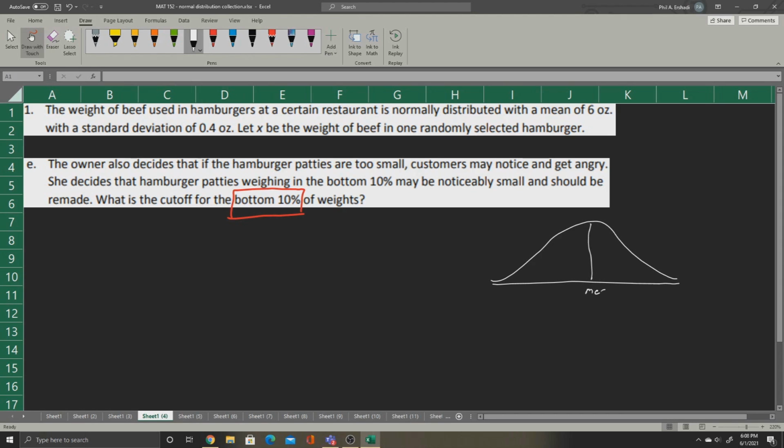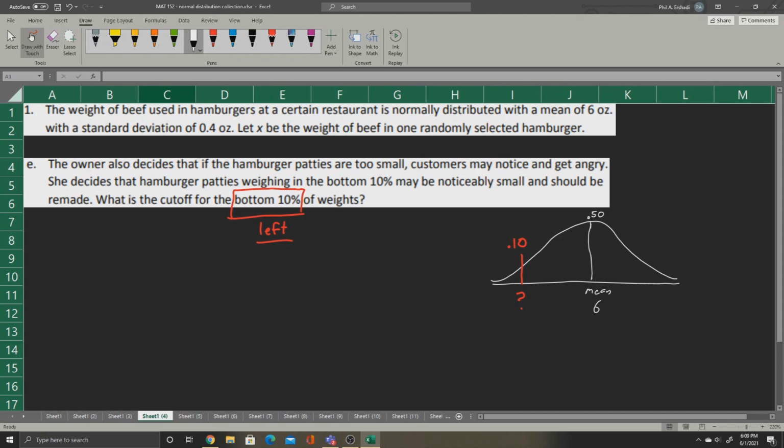Now, the mean of 6 represents a percentage of exactly 0.50. We are interested in the bottom 10%. Now, for the bottom 10%, we look on the left side because that's where the lower numbers are. We'll draw a mark to represent 10%. But we don't know what value goes with that 10%.